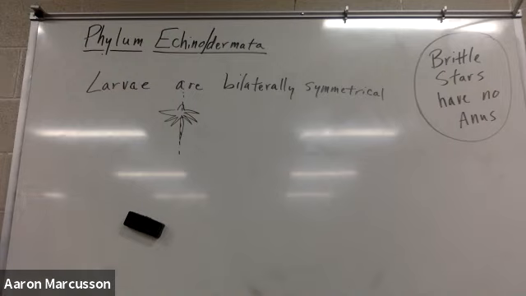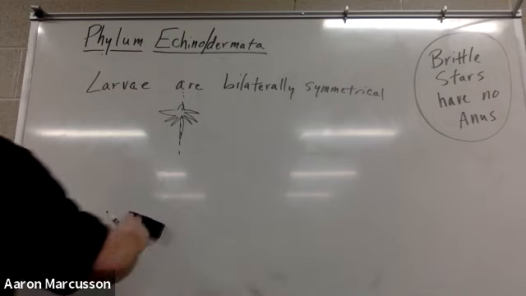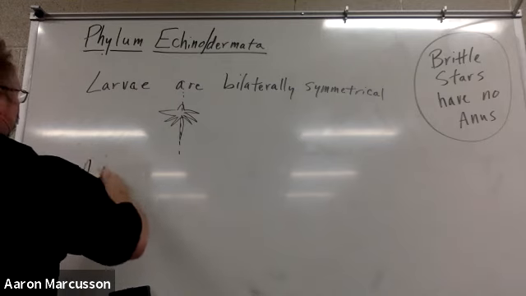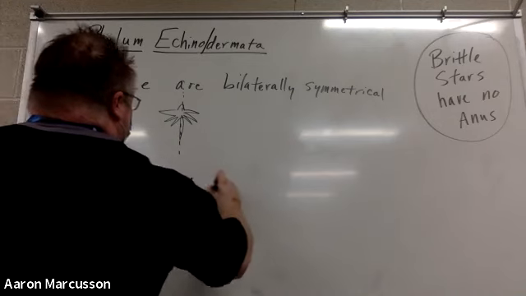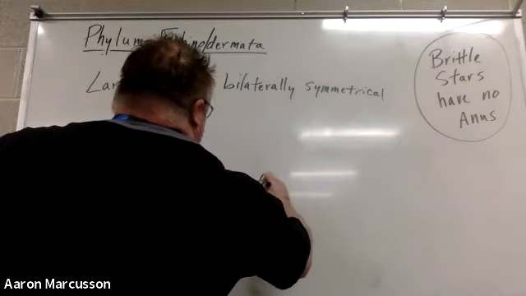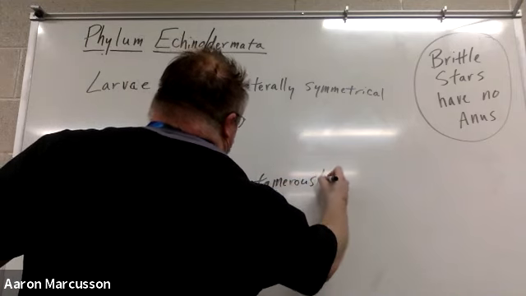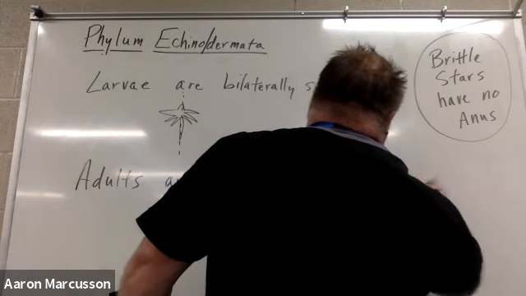Okay, when they're adults, they become pentamerously radially symmetrical. Adults, and I did not just make that up, right? Adults are pentamerously radially symmetrical.